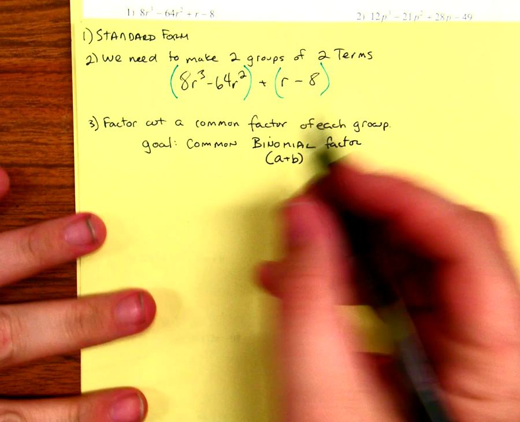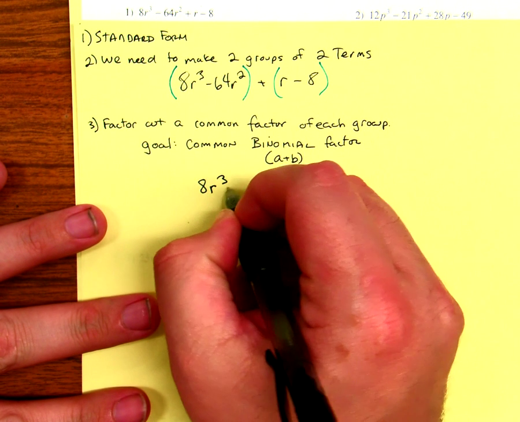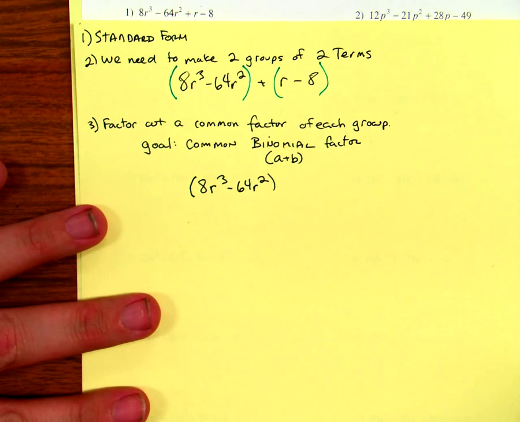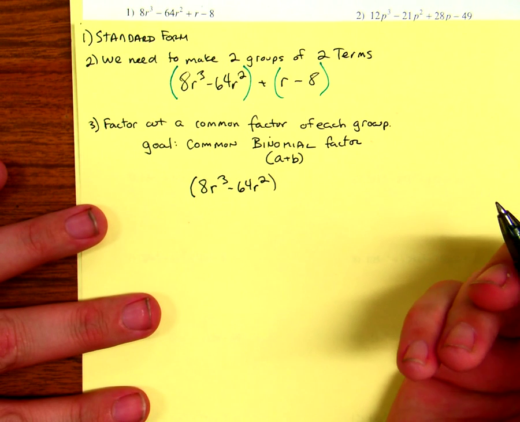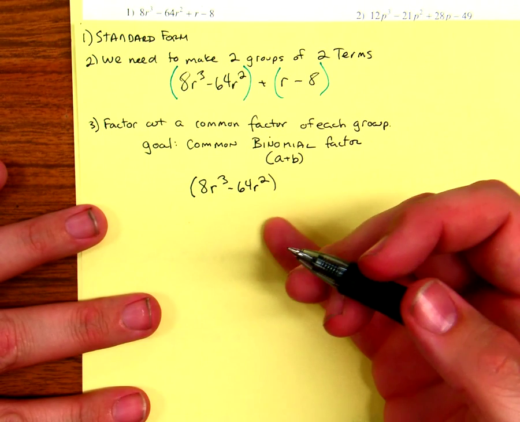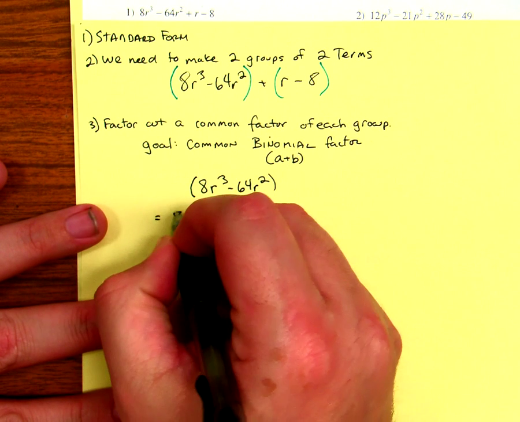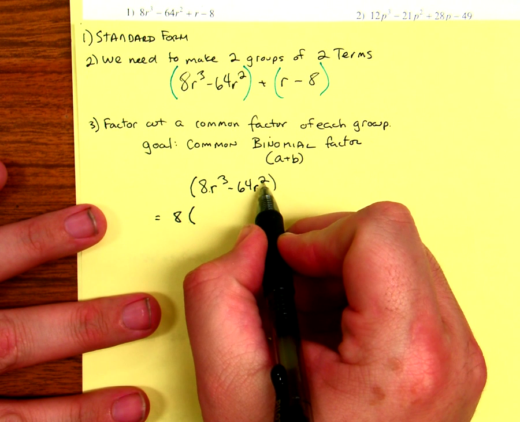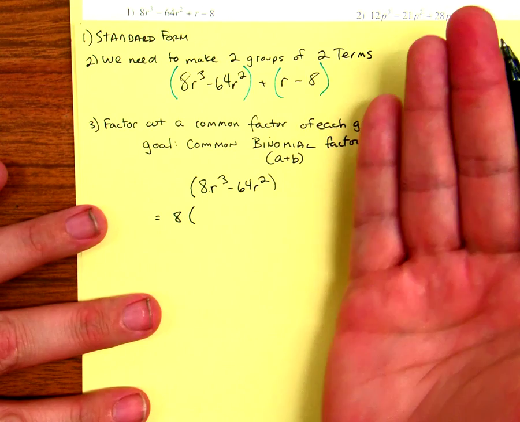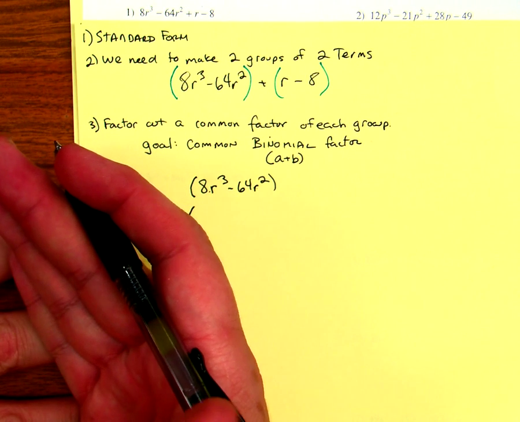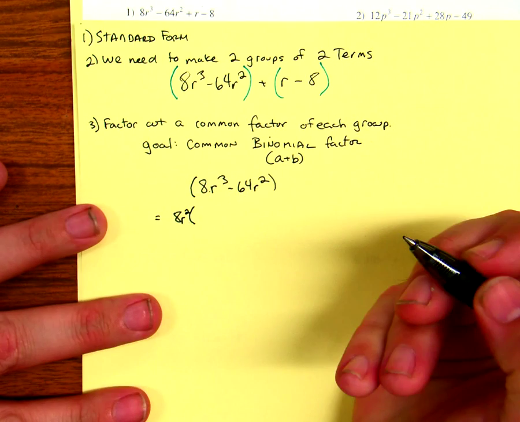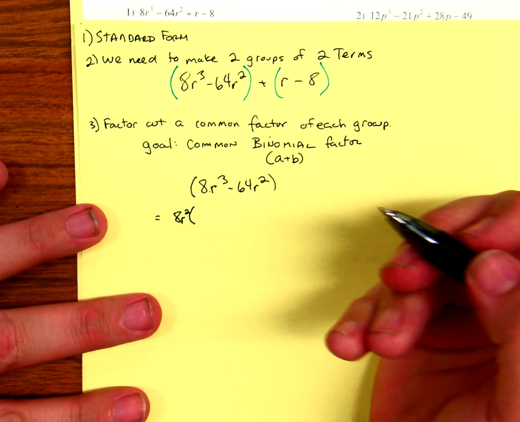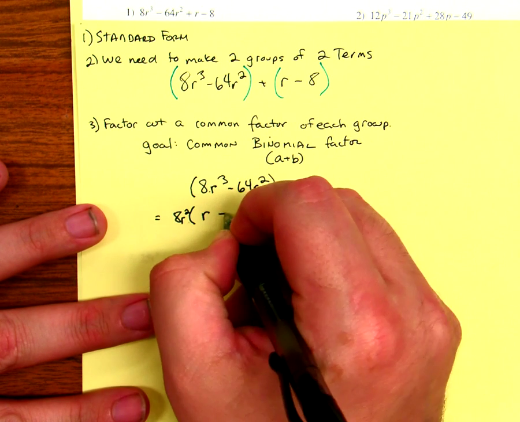So if I take a look at the 8r cubed minus 64r squared, and I say to myself, all right, what's the common factor between 8 and 64? 8. Because 8 divides into 8 and 8 divides into 64. So I can take out an 8. Now, what's the common factor between r cubed and r squared? R squared. We're going to take out, remember, that lower value of the power. So we got an r squared there. So 8 divided by 8 is 1. I have 3 r's. I took 2 of them away. How many r's are left? 1. I get r minus 64 divided by 8.